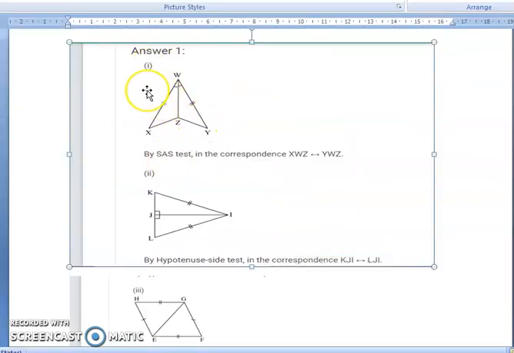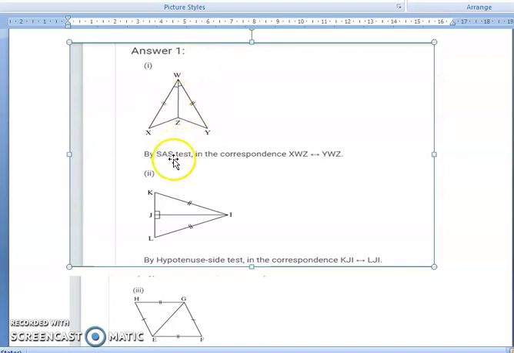This is the solution of the first question. Triangle WZX is congruent to triangle WZY. The identical marking is for side WX congruent to side WY, and angle XWZ is congruent to angle YWZ. Both are congruent angles, and the angle is included between sides WX and WY. So we have one side and one angle congruent.